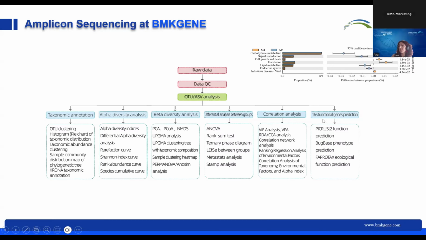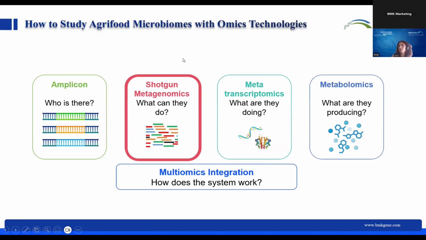So if someone is interested in this, or if the result is something that is interesting, it opens the avenues for new projects, I would say that the next step is to go to metagenomics. And in metagenomics, in fact, we can sequence the functionality. So we not only know who is there, but also what they can do.